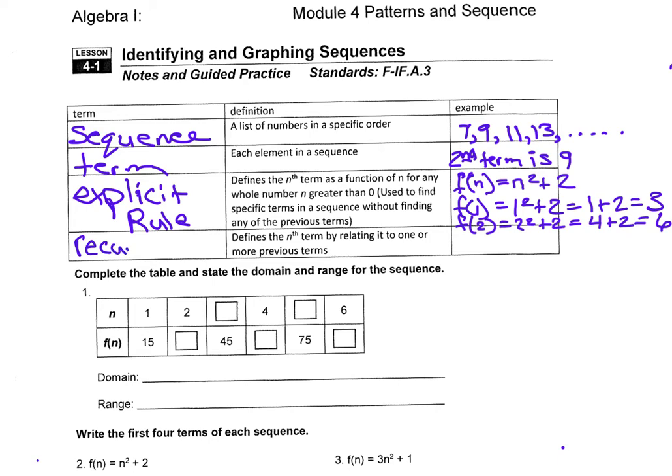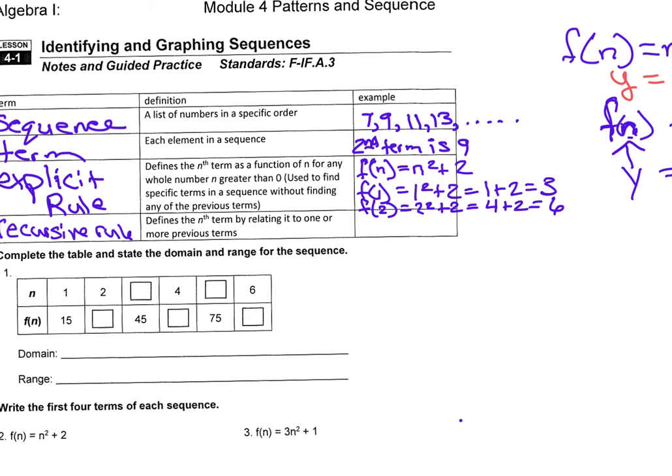Okay, the recursive rule defines the nth term by relating it to one or more previous terms. So the example I'm going to give you, and we're going to do it down below, is like when f of 1 equals 2, f of n equals f of n minus 1 plus 3. And we're going to do this problem down below because I don't want you to get confused yet, because the rest of it's easy. And we're only going to do one example, and I don't remember if I've even put one on the assignment.